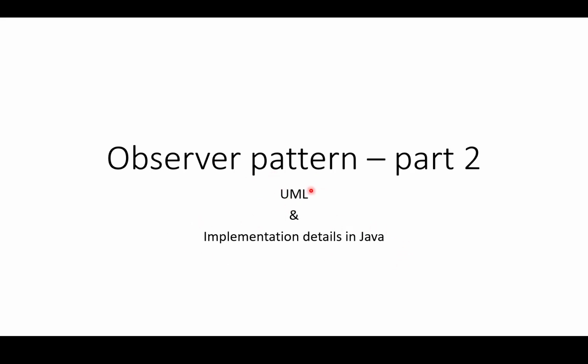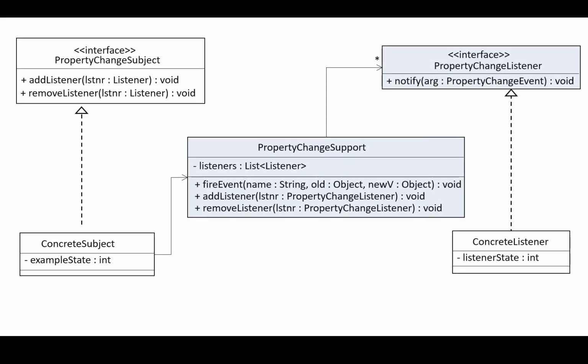And so we ended up with a UML diagram of what it could currently look like using the existing functionality that Java provides, and it would look something like this. Now the two blue classes here already exist in Java. The property change listener interface exists and the property change support class exists. And I will define the property change subject myself and the concrete subject and listeners.